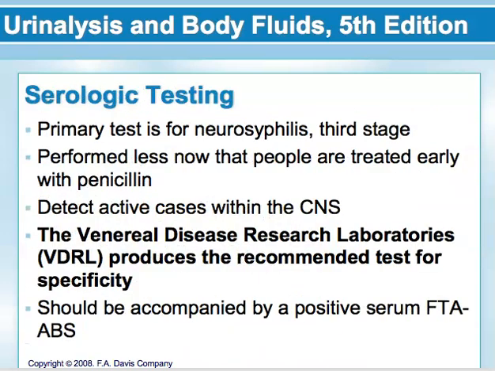Finally, serologic testing can be used for the detection of neurosyphilis caused by the organism Treponema pallidum. Those serologic tests are testing for antibodies. The CDC recommended test is the VDRL, though it's not as sensitive as FTA-ABS. You can also use the RPR, which stands for rapid plasma reagin. It's not as recommended, but I know a lot of labs still use it.